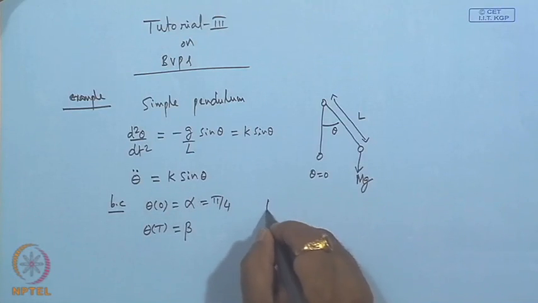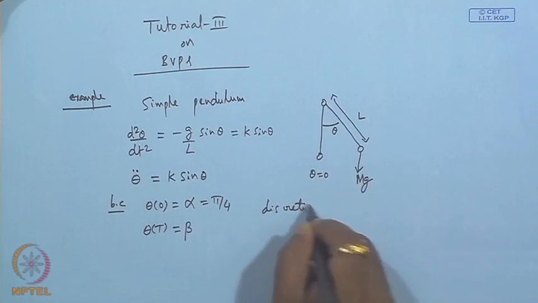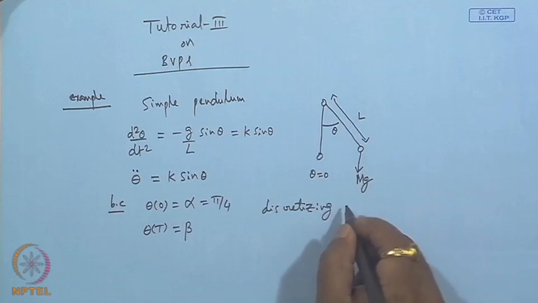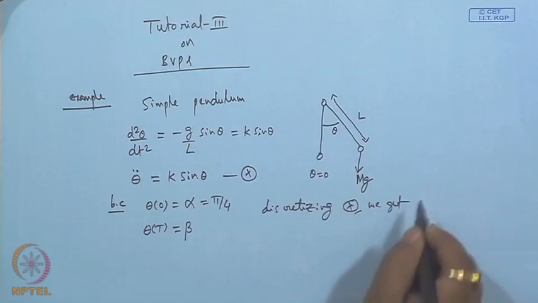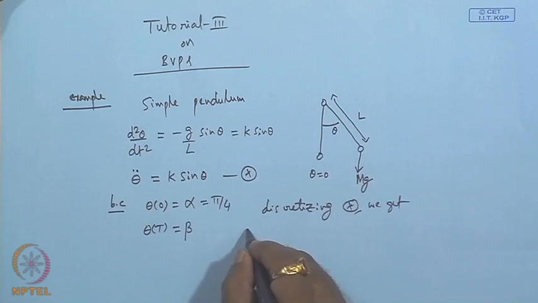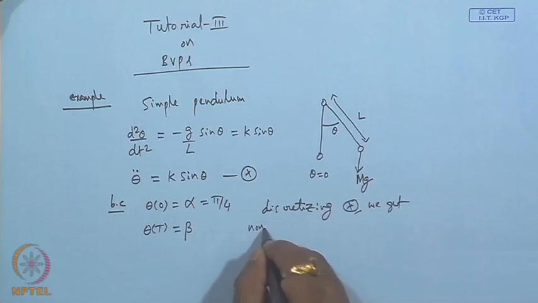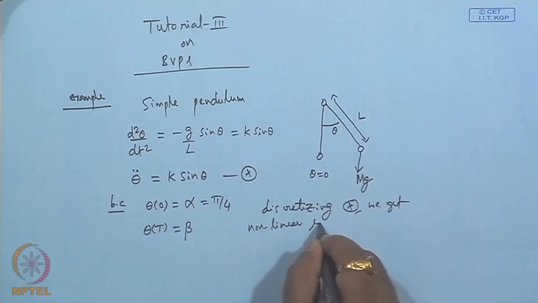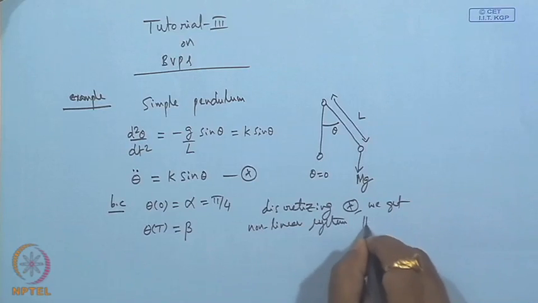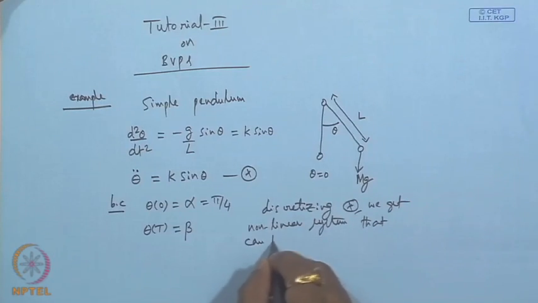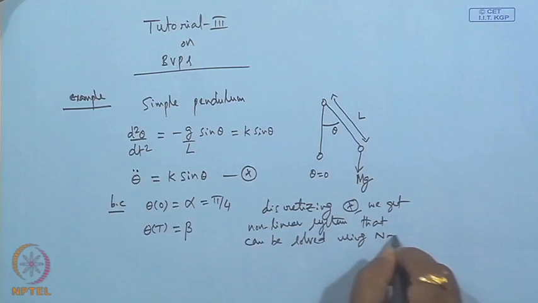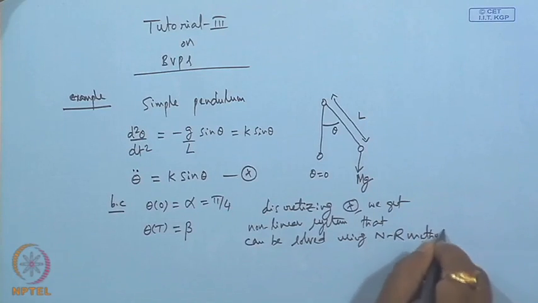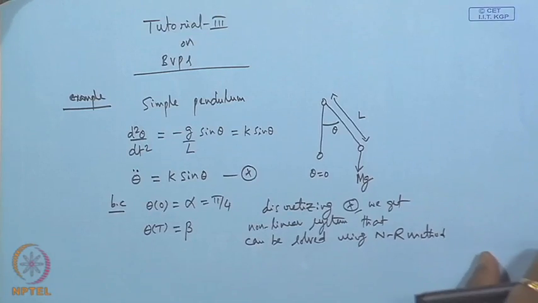If we discretize, discretizing star, we get a nonlinear system that can be solved using the NR method. So, this is one example I would like to mention.